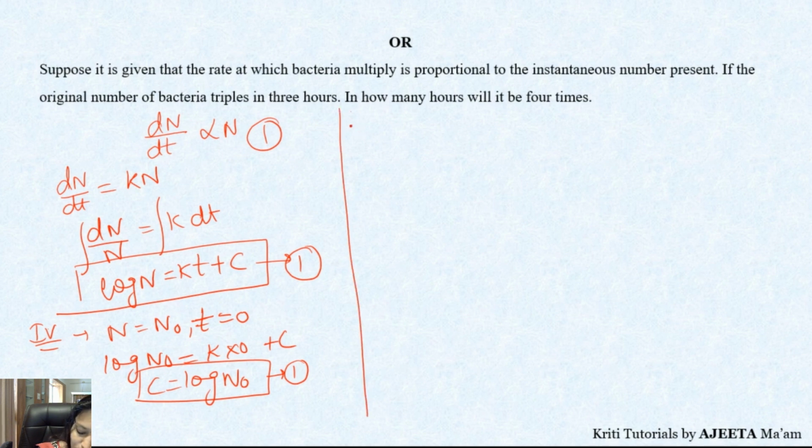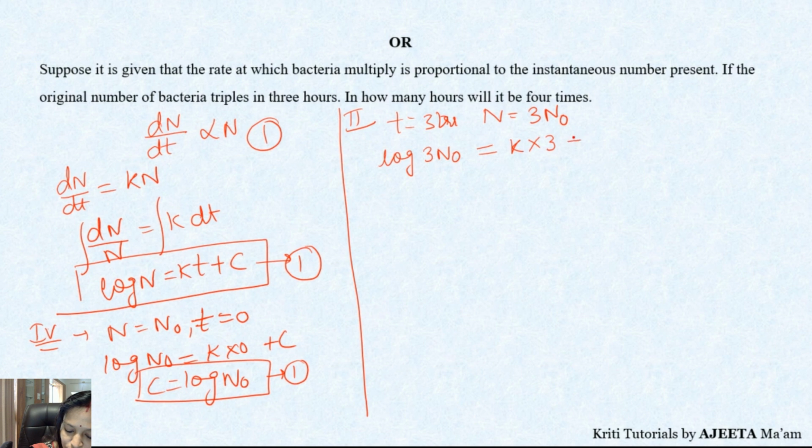Now let's find the value of k. For that the second condition has to be used. It triples in 3 hours. So when time is 3 hours, your bacteria count is 3N0. Whatever your initial was, if it was 100 then now it is 300. Simple as that. Can we use 100 also? Yes, we can use 100 also, no worries. Okay, so log 3N0, that's your N.